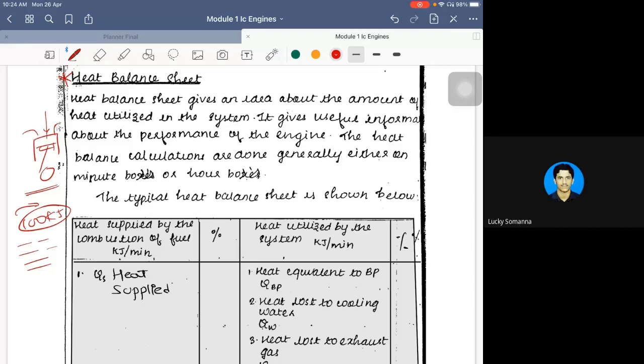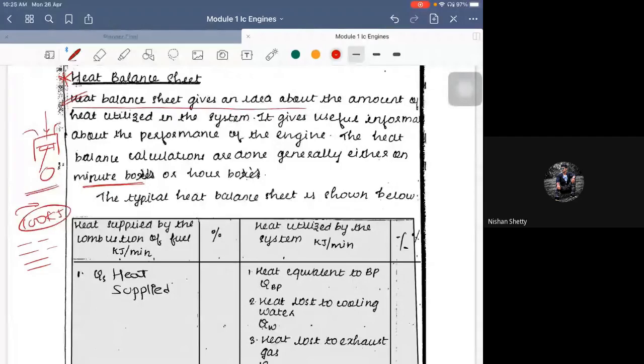Can anyone just read this out? Can you just read it out, Nishan? Yes, sir. A heat balance sheet gives an idea about the amount of heat utilized in the system. It gives useful information about the performance of the engine. The heat balance calculations are done generally either on the minute basis or the hour basis. Exactly. So heat balance calculations are done either on a minute basis, that means per minute you'll be calculating the things, or on a per hour basis.